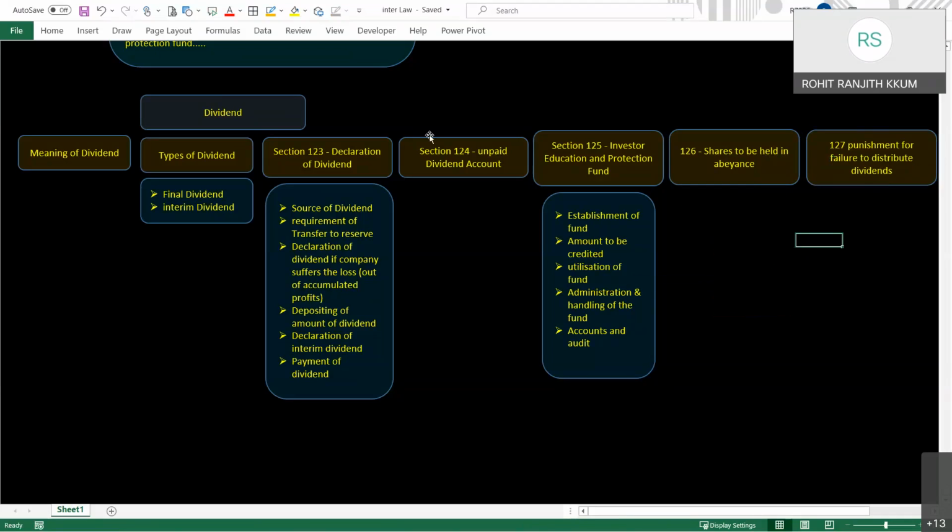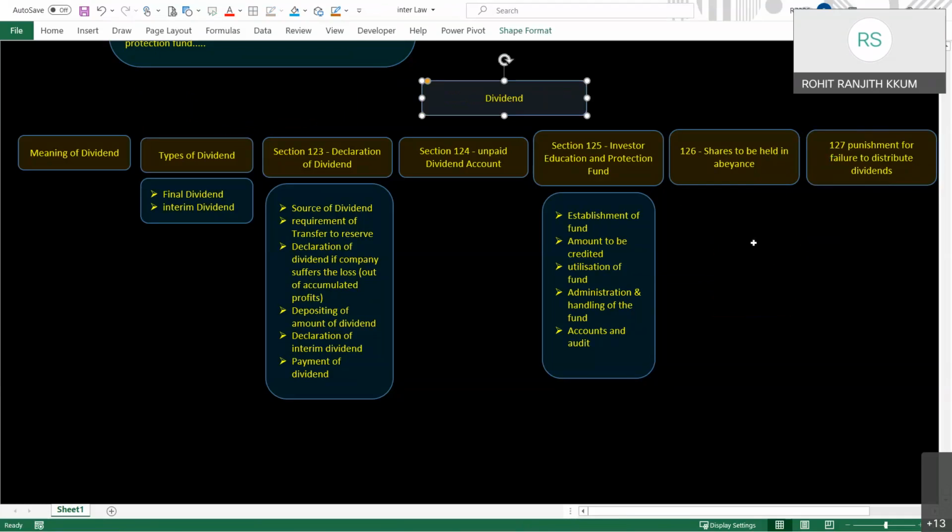So this is the chapter of dividend. You copy this and type the word done. Once it is done, then we will start the new chapter, like discussion of the chapter of dividend.